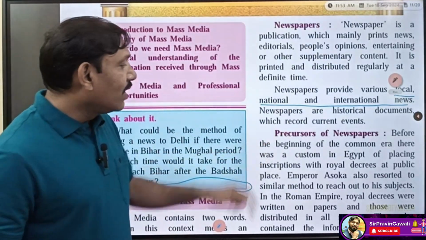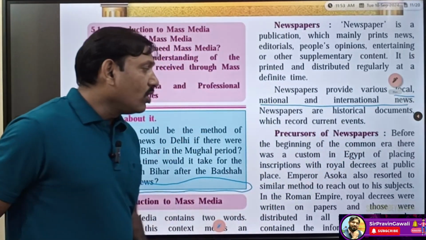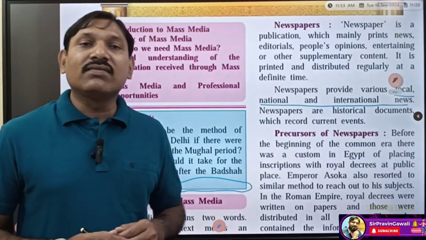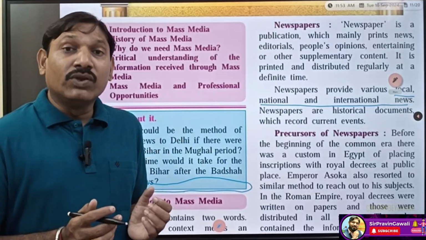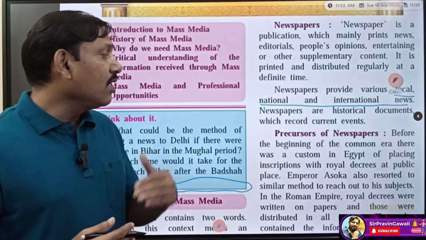Now see the next one, precursors of newspapers. See now, what do you mean by precursors, student? For example, in advance we get some news, that is called precursors. Okay, in advance sometimes we get the news.